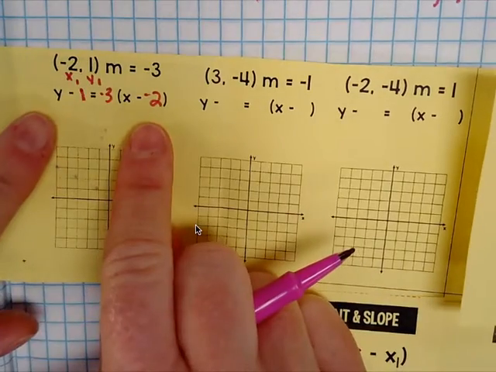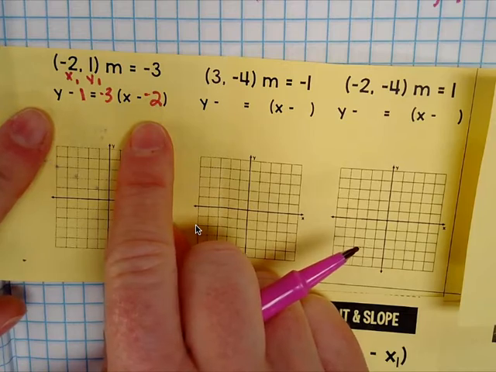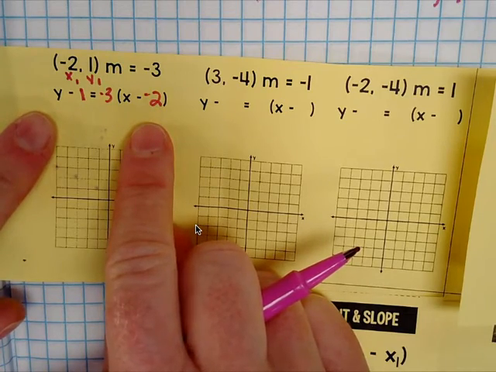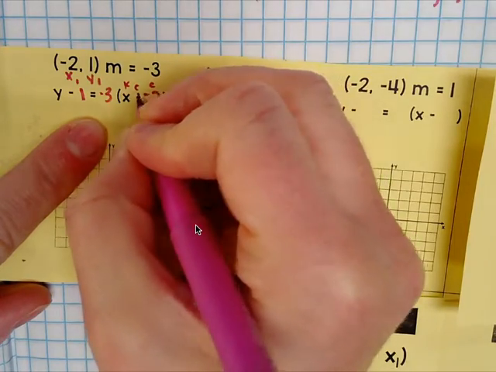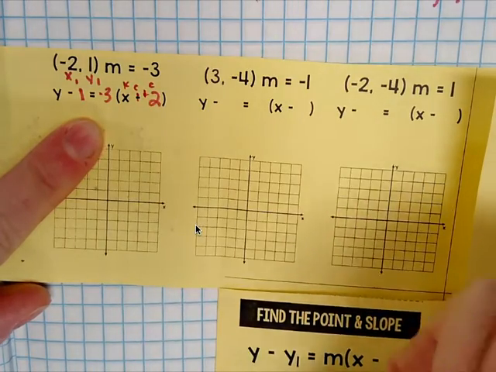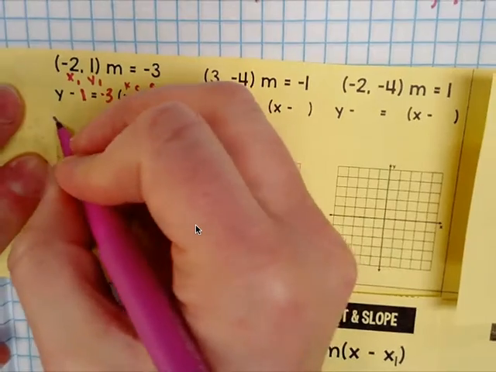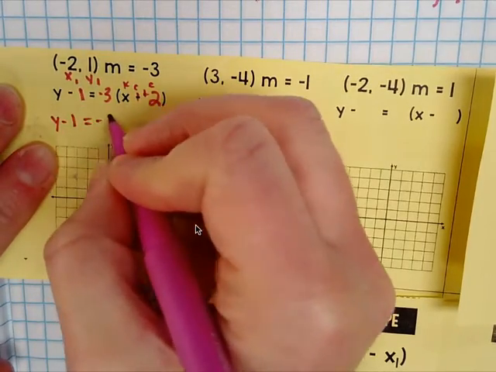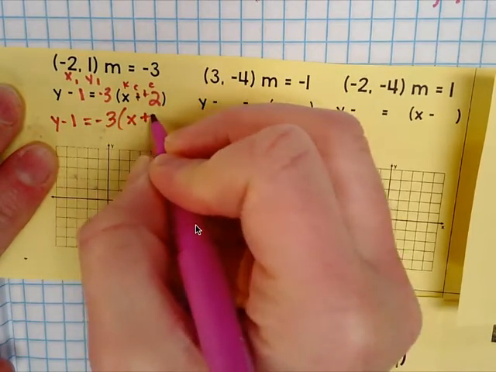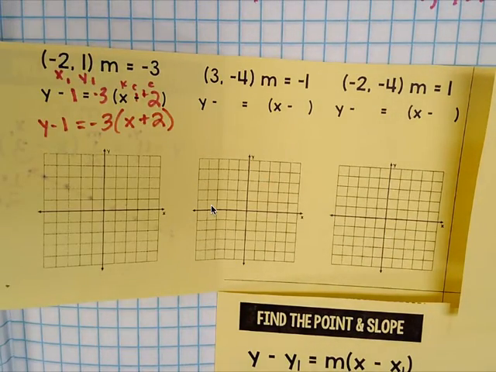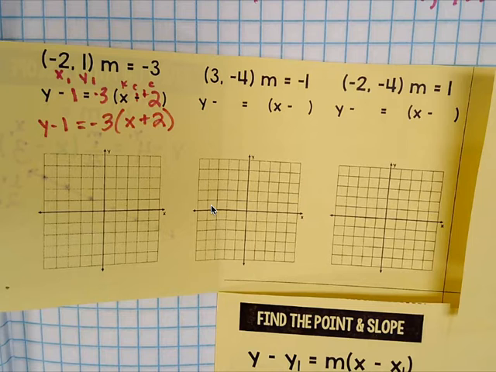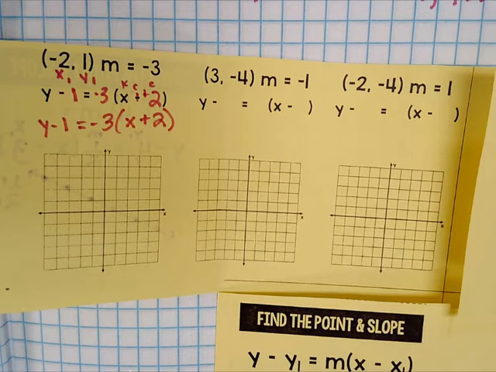So whenever you're doing this one, make sure that you simplify anytime you have minus and negative. You do the keep, change, change. Minus and negative, which becomes plus, plus. So it's y minus 1 equals negative 3, x plus 2. So make sure you simplify and rewrite all of those that have a minus and negative in them.